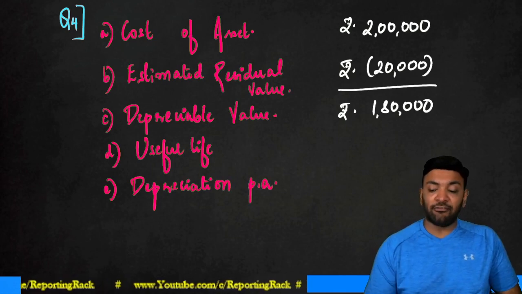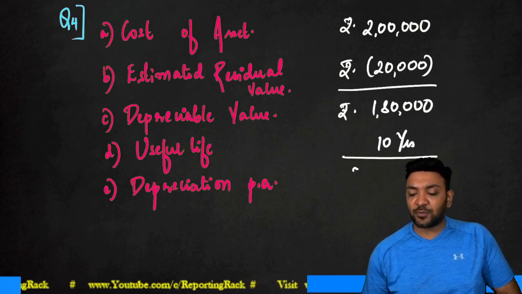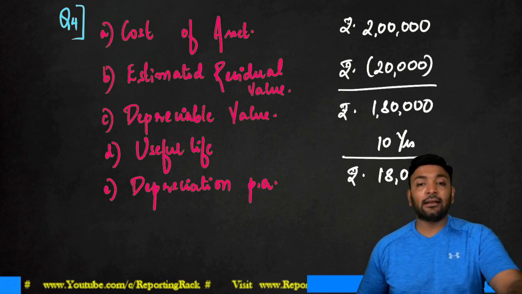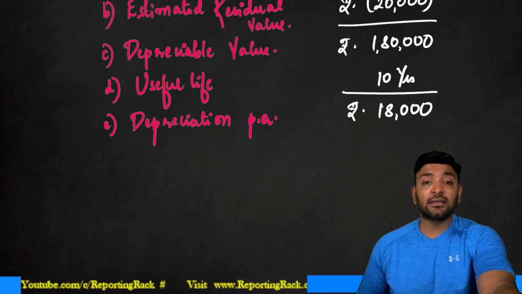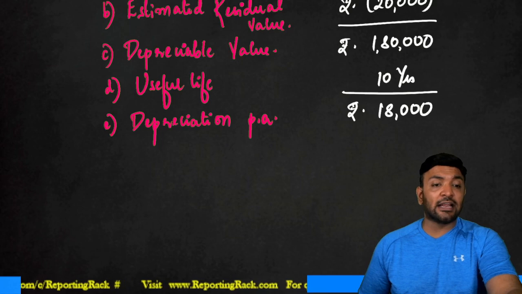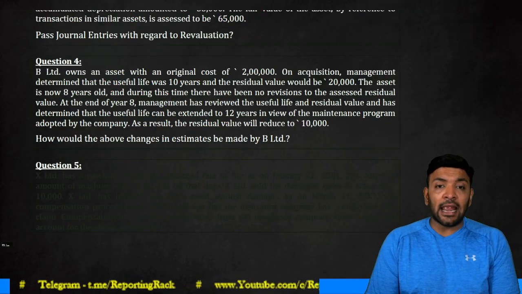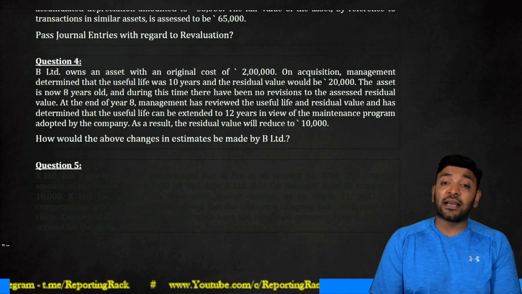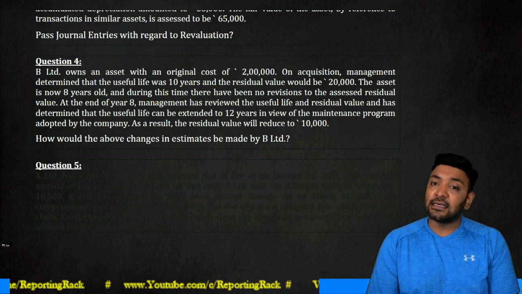What is the useful life? 10 years. Therefore, what is the depreciation to be charged per annum? 18,000. Correct? Moving on from there, what else is given to us? He is saying that at the end of year 8, they have revised the useful life and the residual value, and it shall be considered as 12 years, and the residual value will only be considered as 10,000.